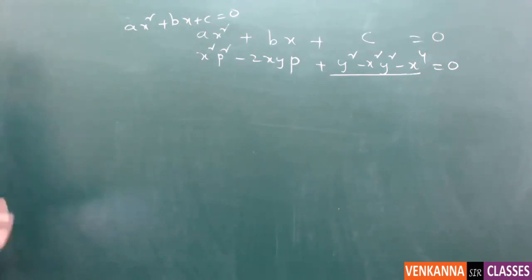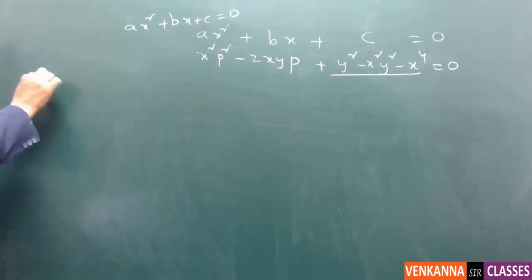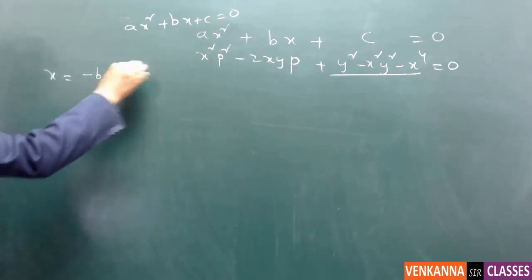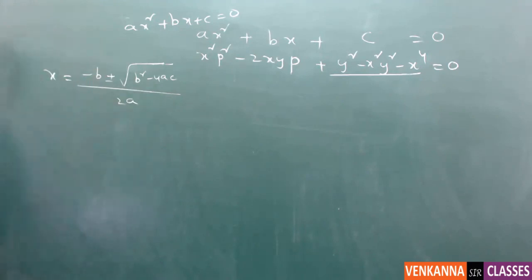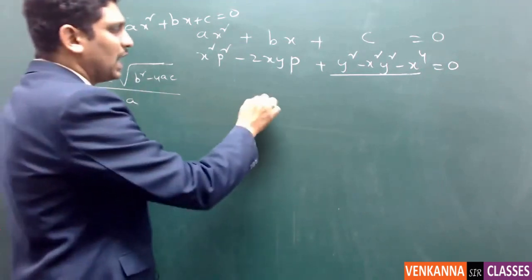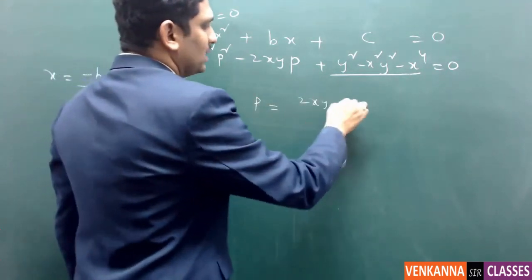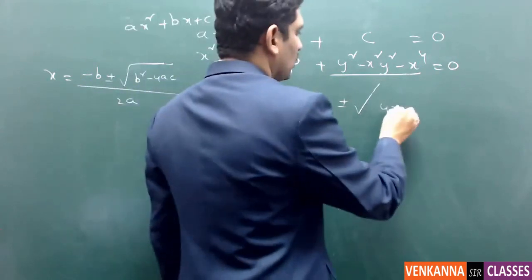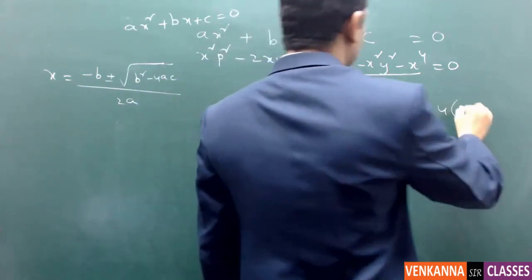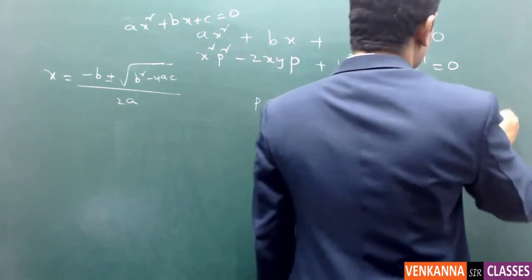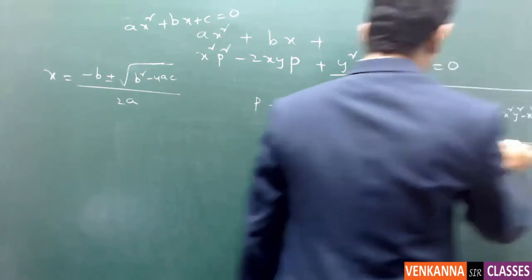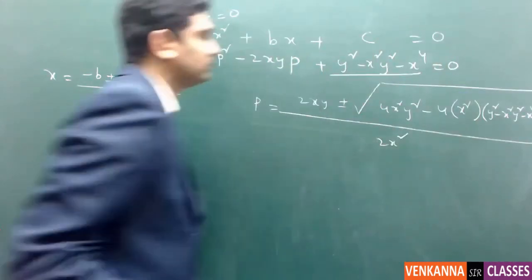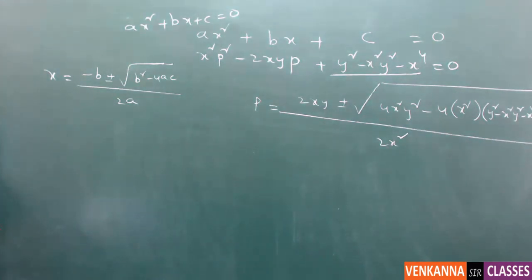In order to determine the roots of a quadratic equation, you have the formula x is equal to minus b plus or minus square root of b square minus 4ac by 2a. So here, the variable x is nothing but the differential p. So using the technique we have, p is equal to 2xy plus or minus square root of 4x square y square minus 4 into x square into y square minus x square y square minus x power 4, by 2x square. Please check what I have written.